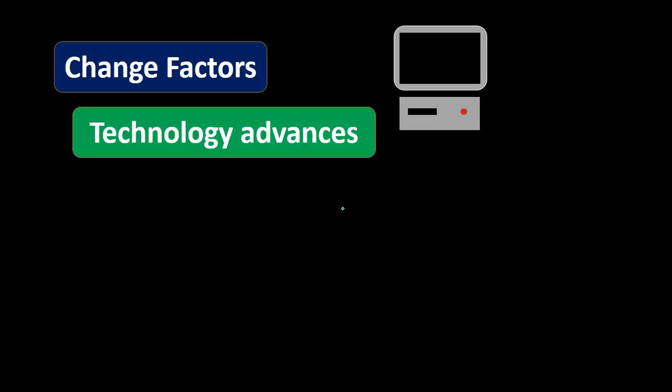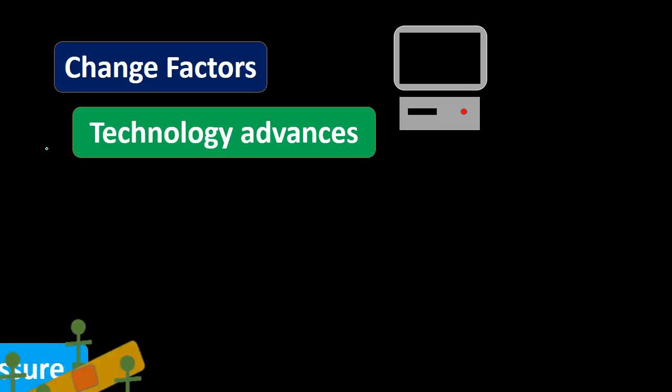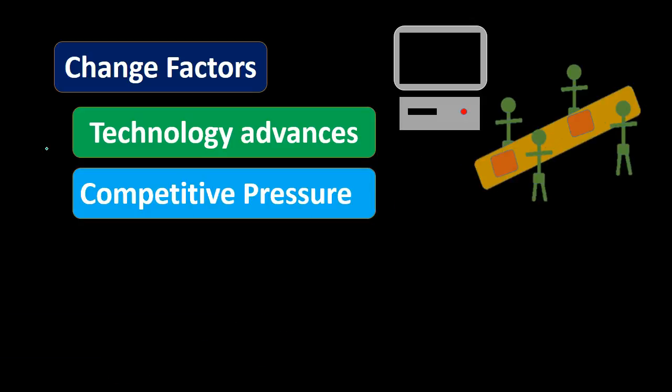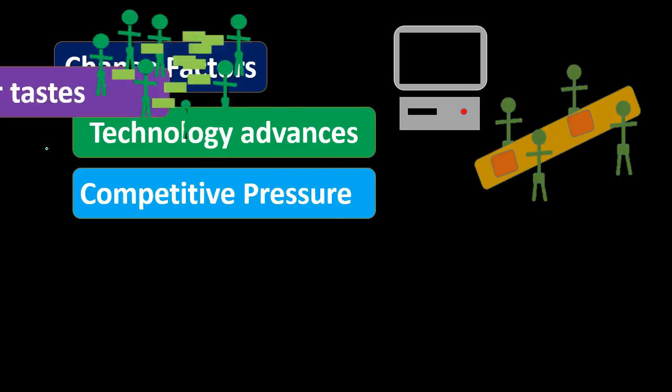So the change factors could include things like technology advances. We want to make sure that our accounting system can adapt to any changes within the technology advances. It needs to be flexible in that way. It needs to be flexible for competitive pressure. If it becomes possible that other companies are doing things in a more cost-effective way, we need to make sure that our system is set up in a way that it is cost-effective as well. We need to be able to compete in those different ways.